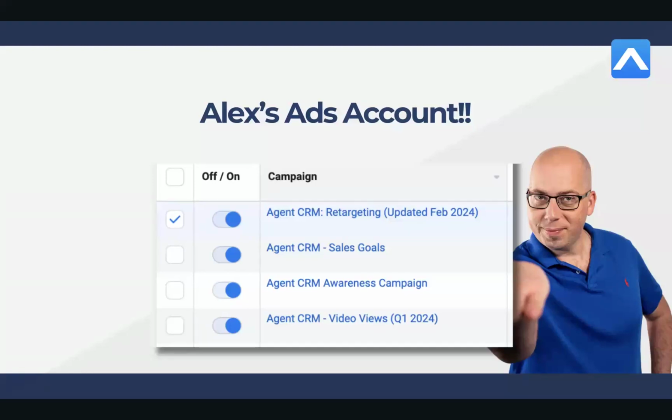So let's start with the bottom. Down here we have Agent CRM video views. The reason I put Q1 2024 is those are all the new videos that we launched. We're constantly creating new creatives for our ads, new graphics, new videos. And these are the ones that we uploaded for this quarter. We spend give or take 10 to 15% of our ads budget just on video views.